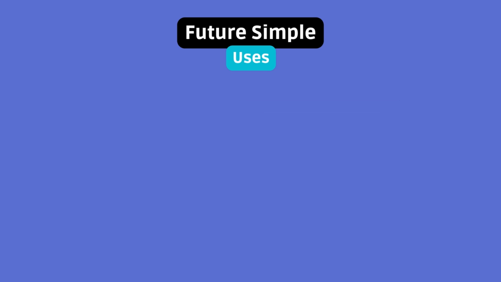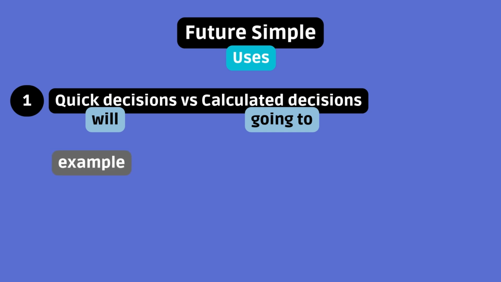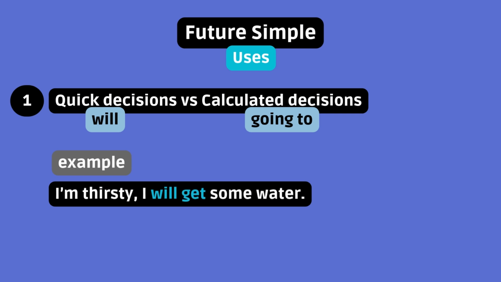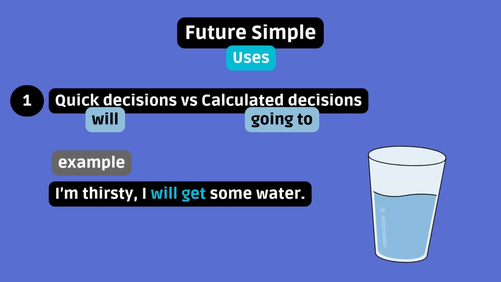So, without further ado, quick decisions versus calculated decisions. The will structure is used more often to convey a decision taken in the moment, while the going to format refers to a well-studied and thought-out decision. Example: I'm thirsty. I will get some water. No need to mull over a basic human need. I'm thirsty. Boom, water will do it.